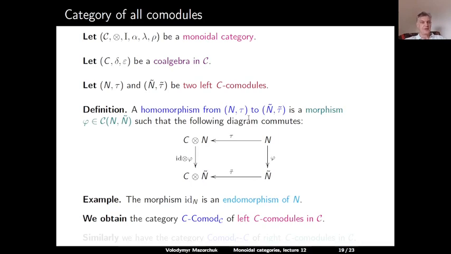In this way, we obtain the category of all left comodules over our coalgebra C in our monoidal category C. And similarly, we have the category of all right comodules over our coalgebra C in our monoidal category C.